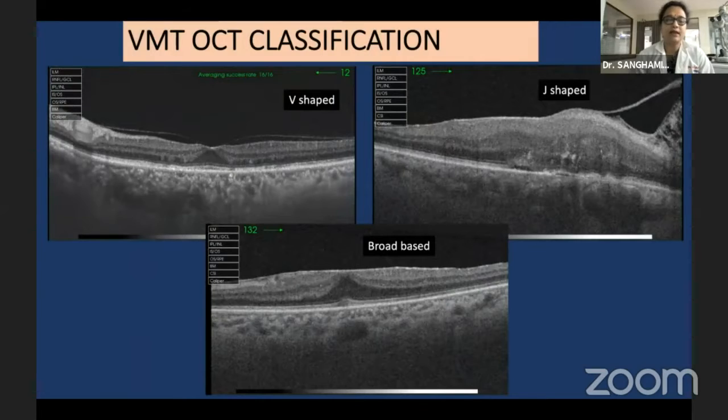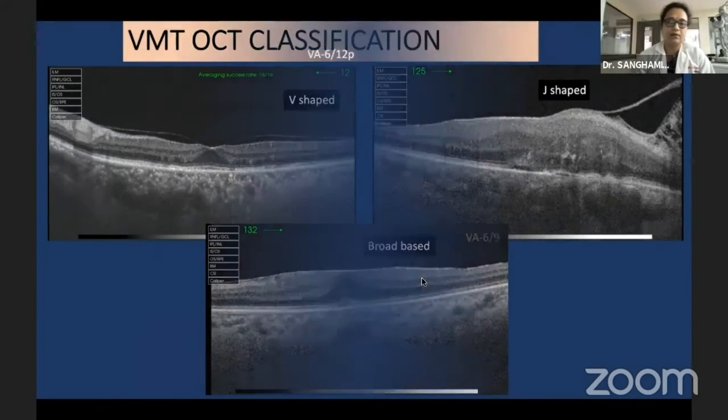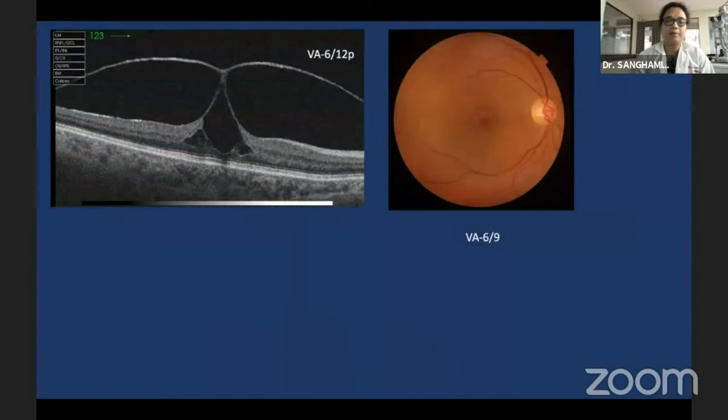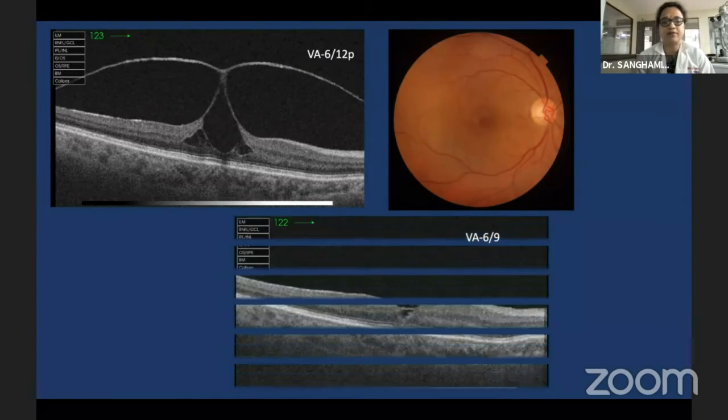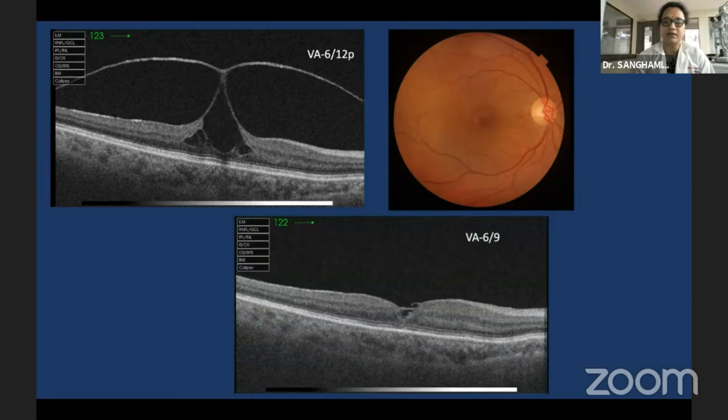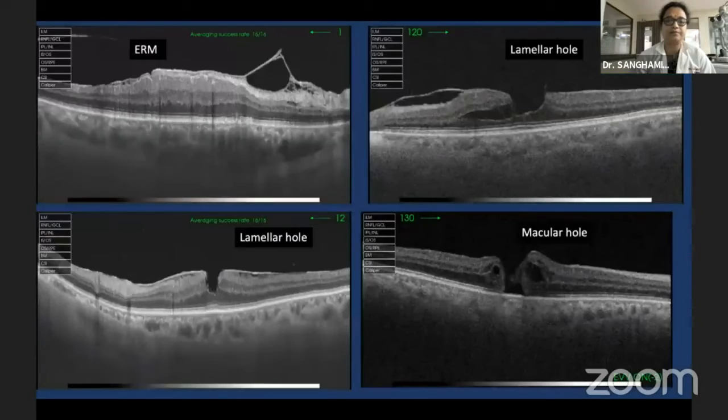The VMT OCT classification are a V shaped, where it's attached to the central macula, or a J shaped, where it's attached to the optic nerve head, or a broad based. Now this was one of our patients with tented VMT, where the patient complained of gross metamorphopsia with the visual acuity of 6/12, underwent a vitrectomy, and his vision improved to 6/9. So with this, we can explain to the patient about his condition and later follow up the patient and show him, and to our satisfaction, how successful we are with our surgery.